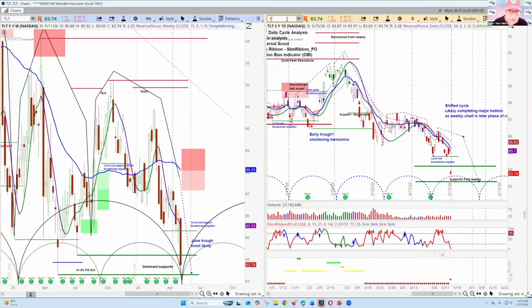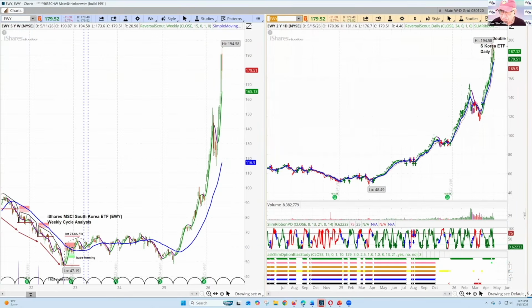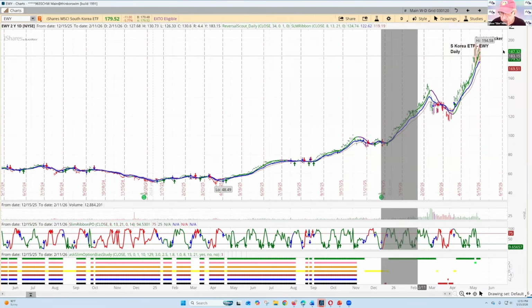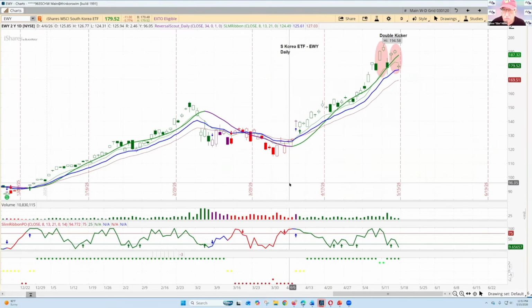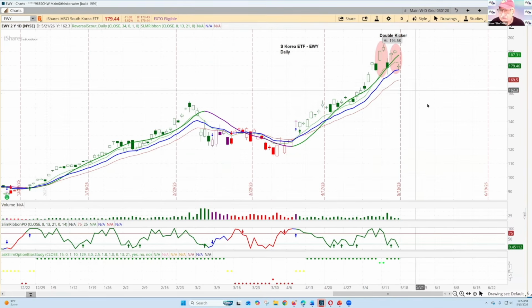So let's take a look at EWY, and we'll just look at the daily chart in here. What I want you to see here, look at Korea, as it's done so well based on technology. And right over here, you could see these failing patterns. These are kickers. This is a double kicker when you get two of them. This says to me there's a top in risk assets right now when I look at Korea.